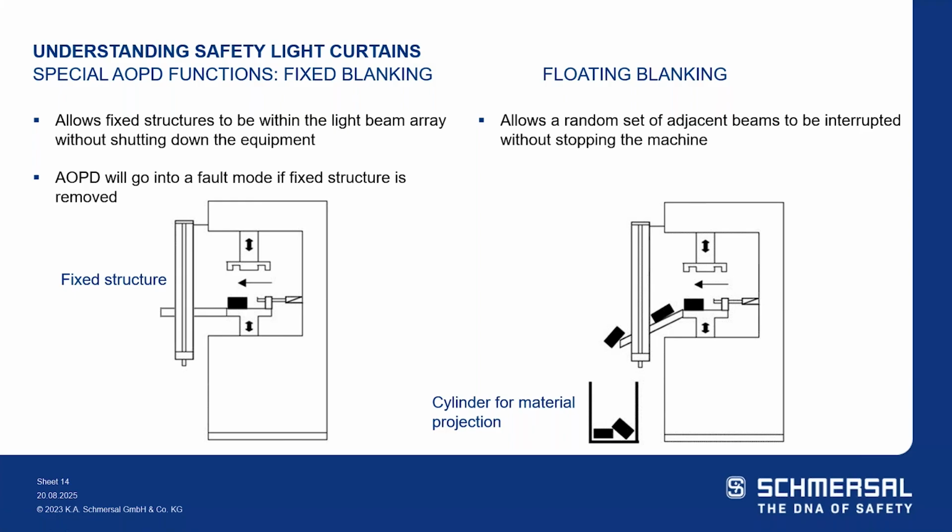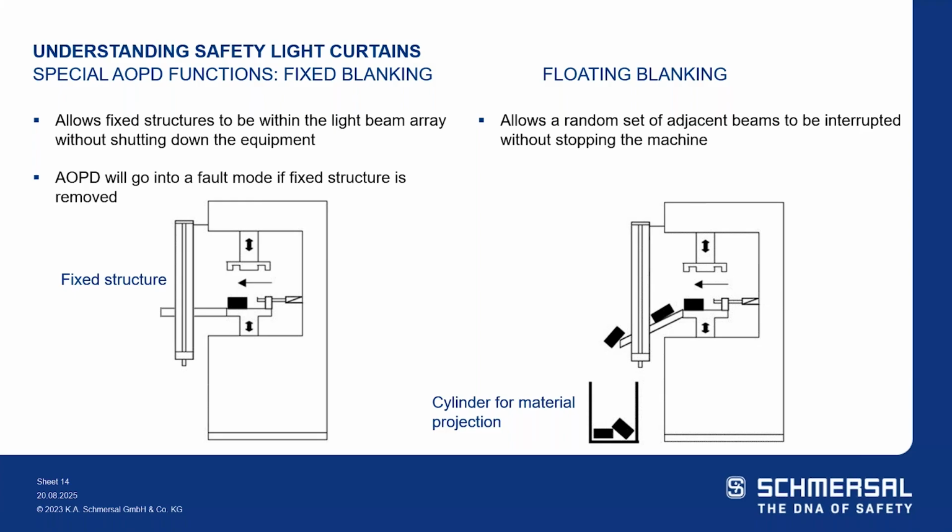So you've got blanking, and typically you'll see two types of blanking. Blanking is when certain beams are disabled to allow items to pass through. Blanking can be fixed or floating. With fixed blanking, certain beams are disabled in a fixed location, and that allows a fixed structure to be within the light beam array without shutting down the equipment. If that structure is removed, the light curtain will go into a fault mode.